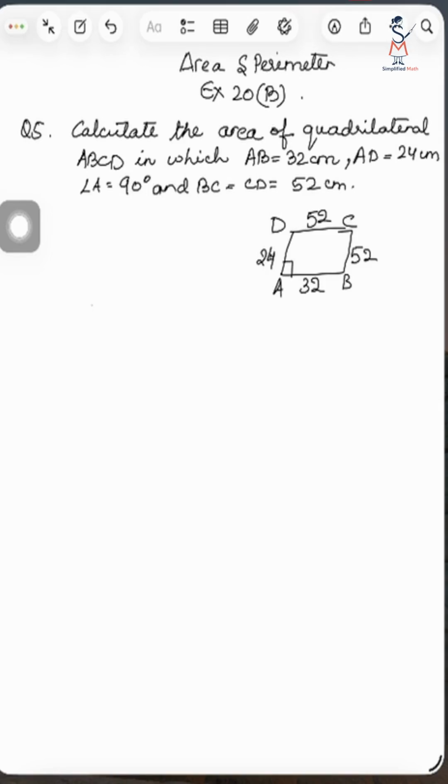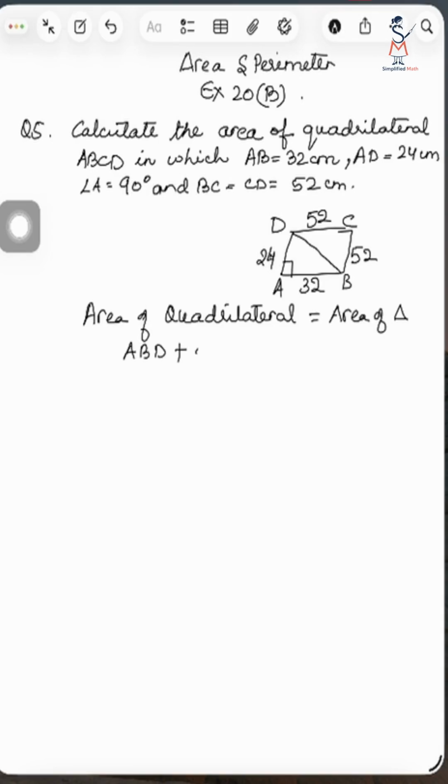Now what we need to find? We need to find the area of the quadrilateral. If I join DB, it will make two triangles. So the area of the quadrilateral will be the area of triangle ABD plus the area of triangle BCD. Now we will find the area of both the triangles individually.